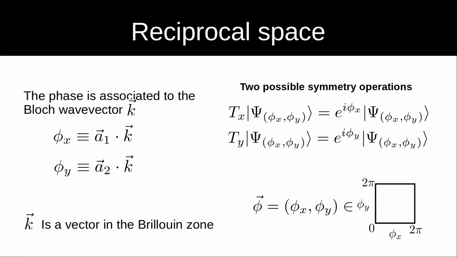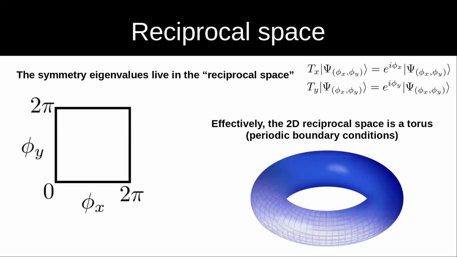And this is essentially the way we can label all our eigenstates in 2 dimensions, and we can, of course, extend this very easily to 3 dimensions and even higher. So from now on, let us focus on what is the mapping between phi x and phi y to the energy.